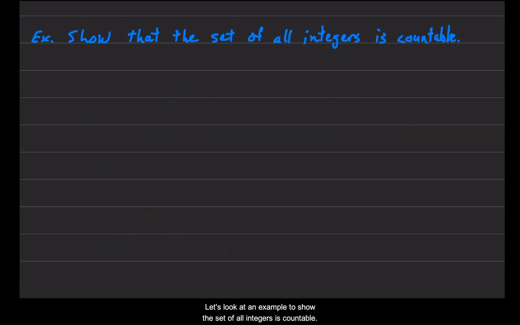Next, we'll look at an example to show the set of all integers is countable. In order to do this, we need to show that either we have a one-to-one correspondence with the set of natural numbers, or that we can index the set of integers as the set of natural numbers. So let's just take a look at that. The two sets that we're looking at and trying to compare, essentially we're saying the set of integers has the same cardinality as the set of natural numbers.